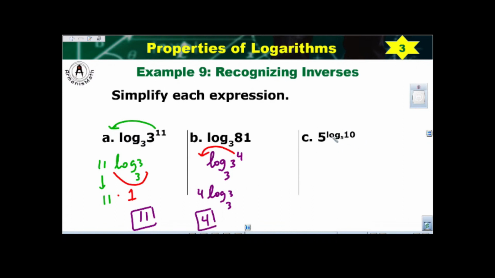How about this one here? 5 raised to log base 5 of 10. Well, if you guys remember, we just talked about that. Remember the undo operation? So this thing actually is gone, leaving you only with 10 as the answer.